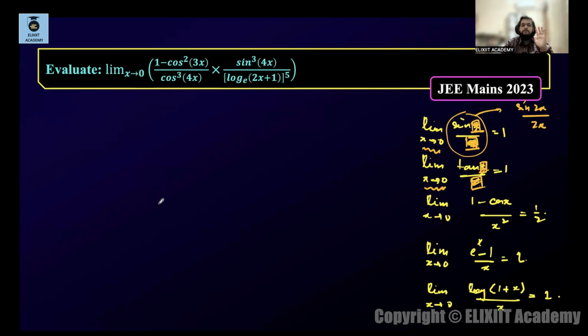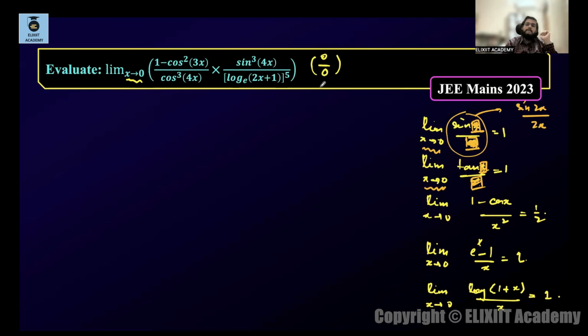Which form is this? You put the limits over here, limit tending to 0. So cos square 0, cos 0 is 1, 1 minus 1 is 0. Similarly over here also. Here in the numerator we have 0. And in the denominator, once you put the limit, this will become cos 0, which is 1, but this quantity will become log of 0 plus 1, which is log 1, which is 0.